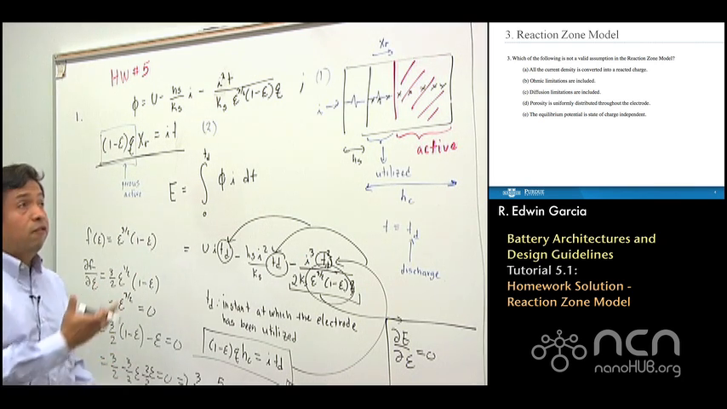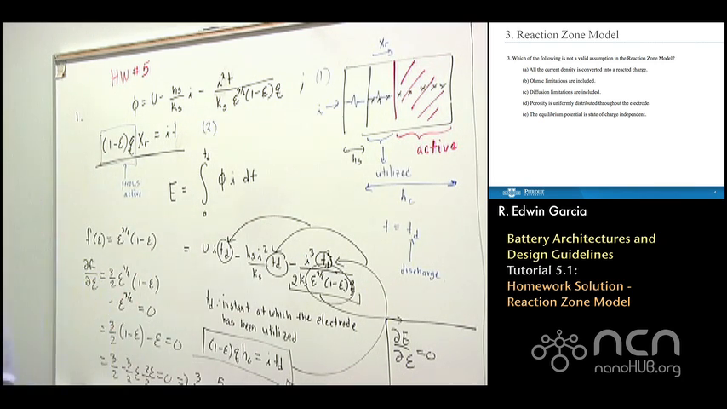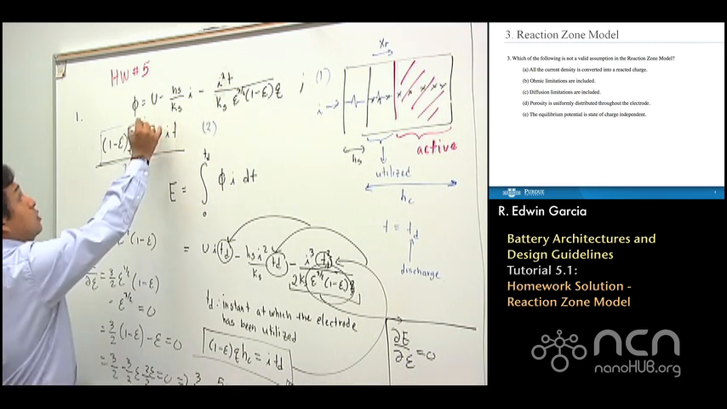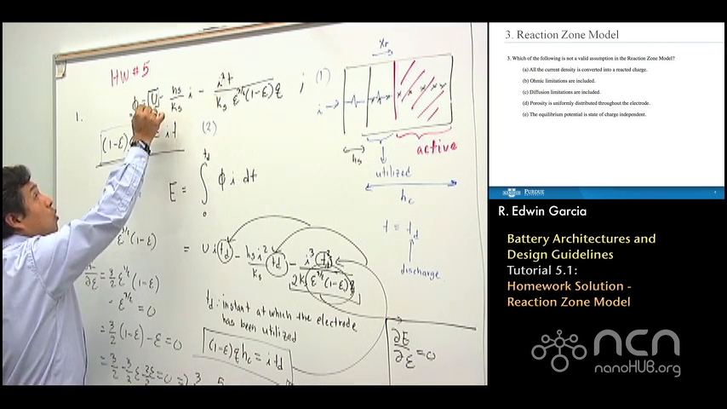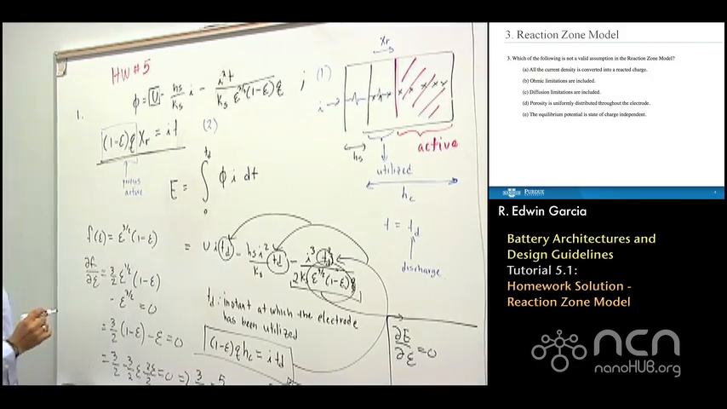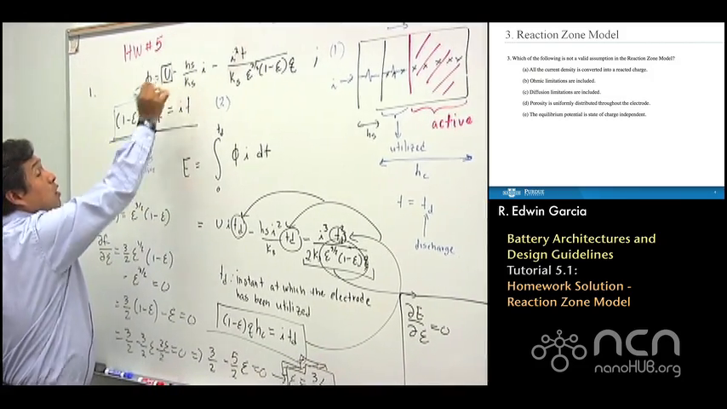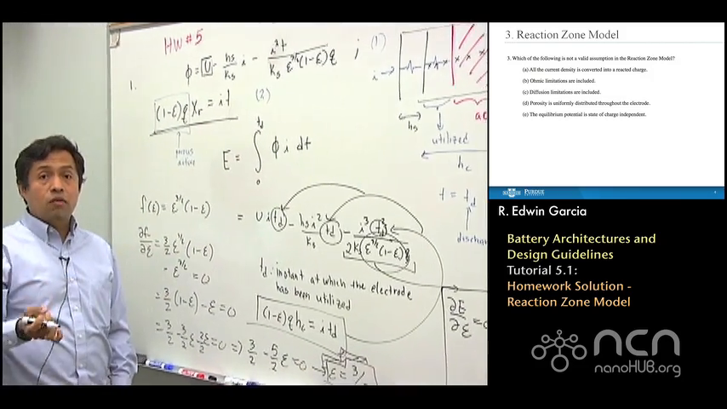So a valid assumption is that porosity is uniformly distributed. So that is also, of course, not an answer. Finally, the equilibrium potential is state of charge independent. That is true. In fact, you can see that the equilibrium potential U is always assumed to be state of charge independent. In general, we expect that U actually depends on what the average state of charge is.